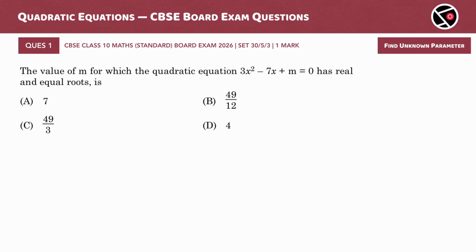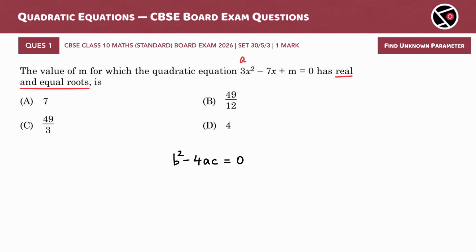In this lesson, we'll solve some of the most important actual CBSE board exam questions on quadratic equations. Now let's solve the first question. This quadratic equation has real and equal roots. When roots are equal, the discriminant b square minus 4ac equals 0.